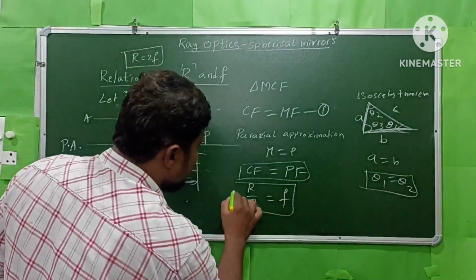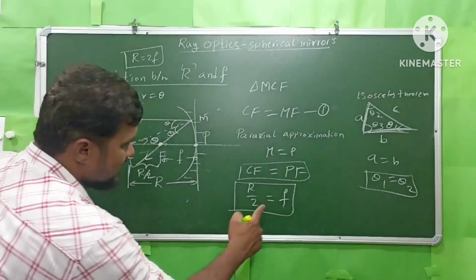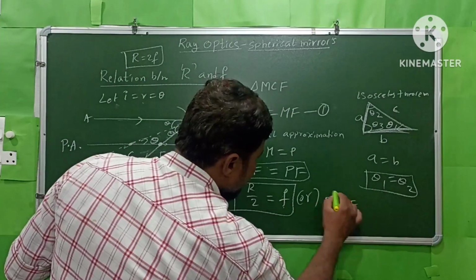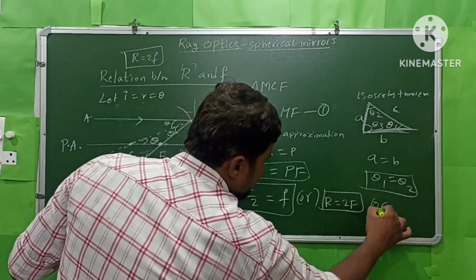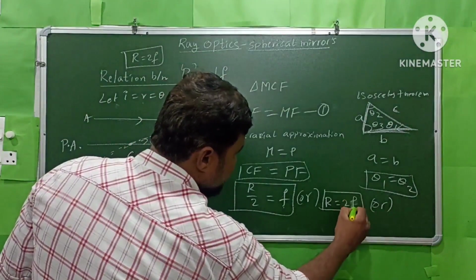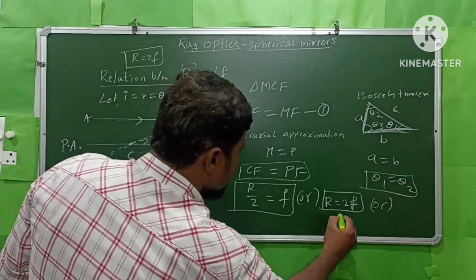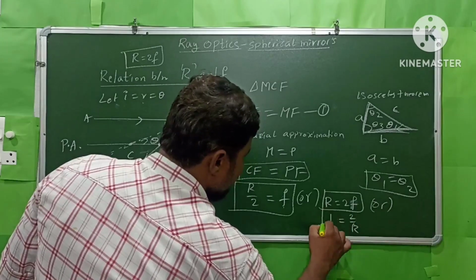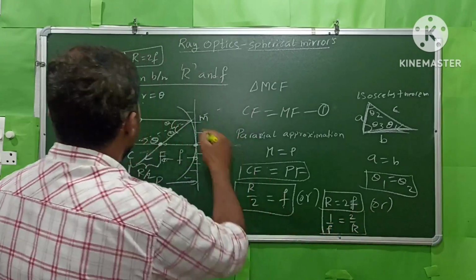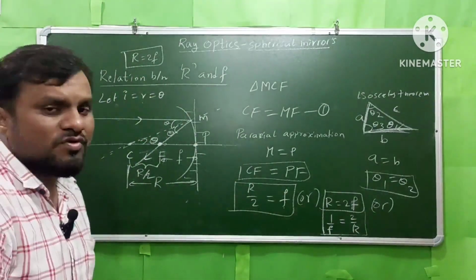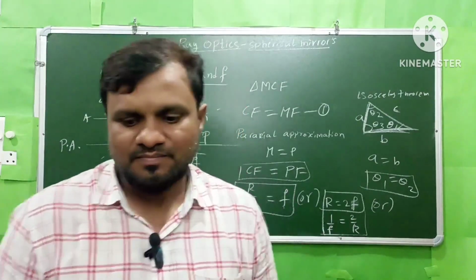This is the relation between radius of curvature and focal length. It can also be written as R is equal to 2 times f, or you can write 2 by R is equal to 1 by f. These are the different forms of the relation between R and f. Now we will discuss the mirror formula.